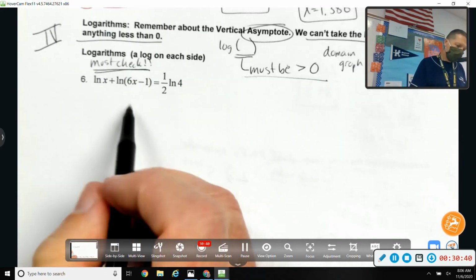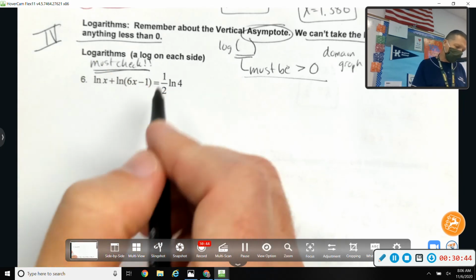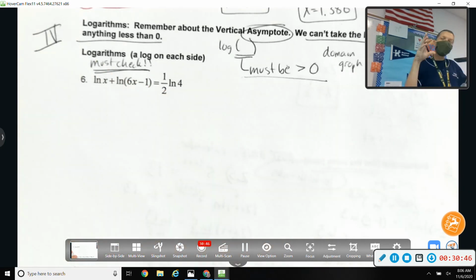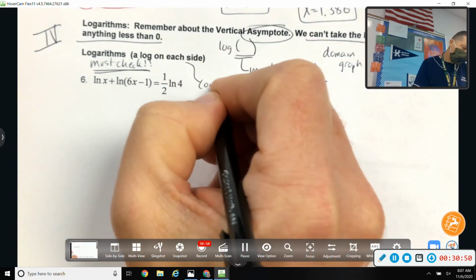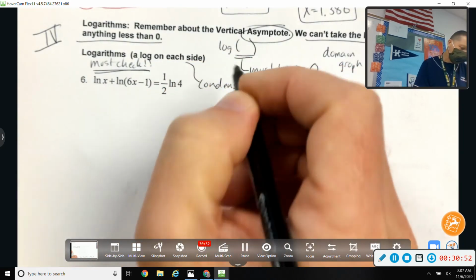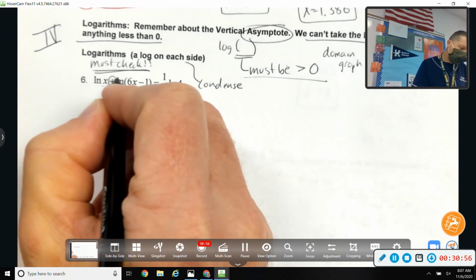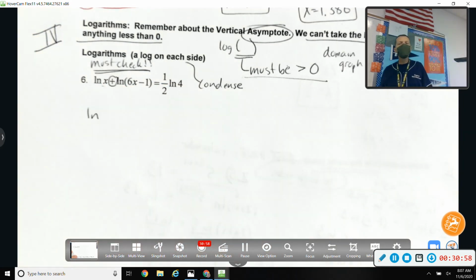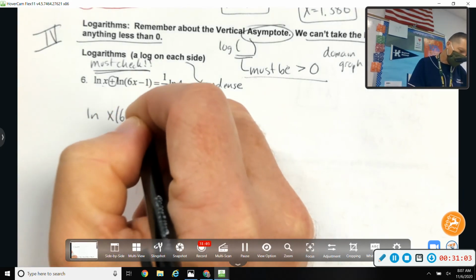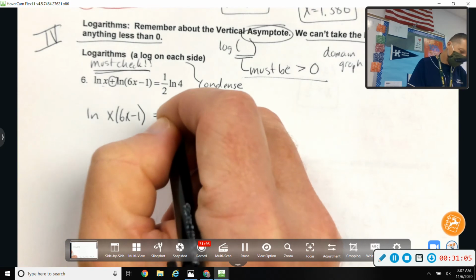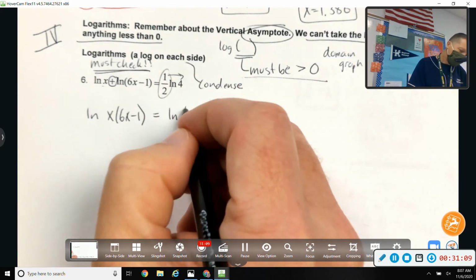All right, I like this one. This is a log on each side. So let's condense, and it's going to turn into an easy problem after we condense. So how do we condense if we have two logs that are added? Multiply. So natural log of x times 6x minus 1 equals natural log of 4 to the 1/2.